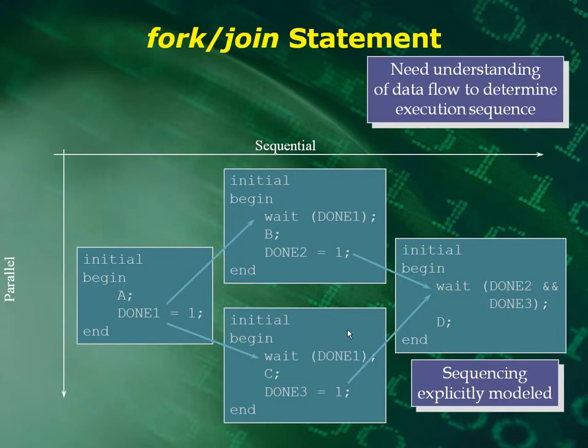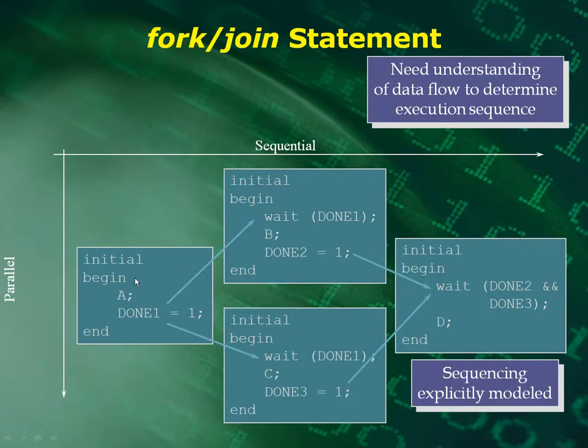Now let's talk about a fork join statement. Let's say that you have some code where you want some things done sequentially and other things done in parallel. Here I'm representing things done sequentially horizontally, and things being done in parallel on the vertical scale.